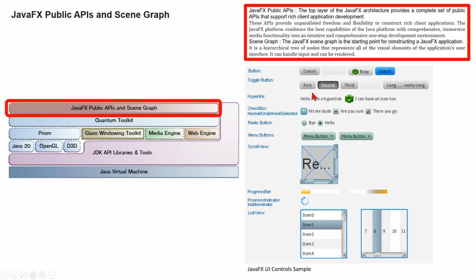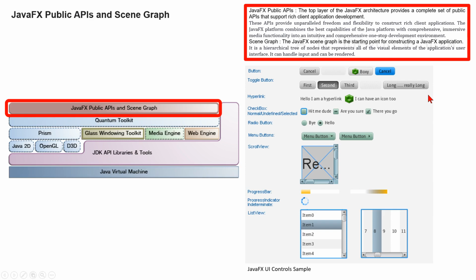Left toggle button has the first caption on it. The next button has the second caption and looks pressed. The third button has the third caption on it. Fourth button has no caption. The rightmost button in the row has a long description that reads, long and really long.